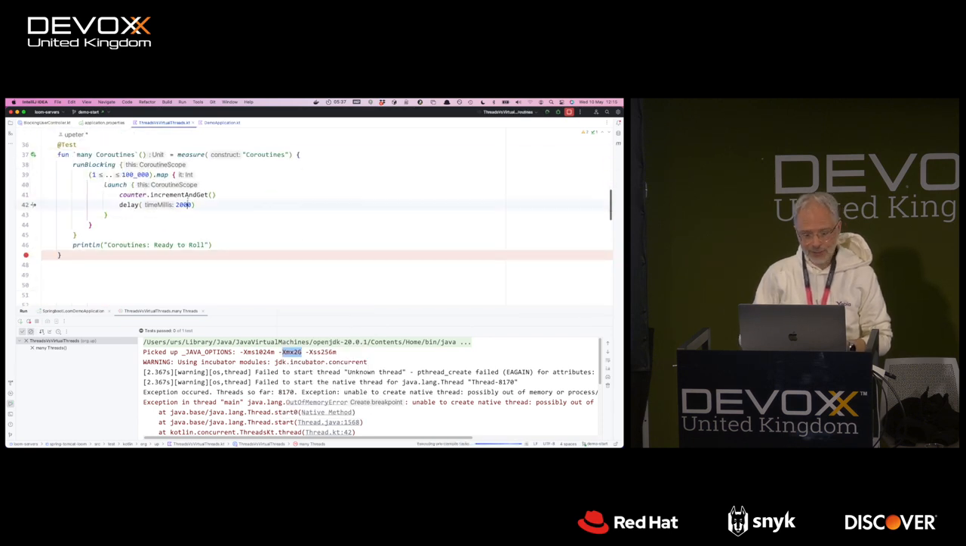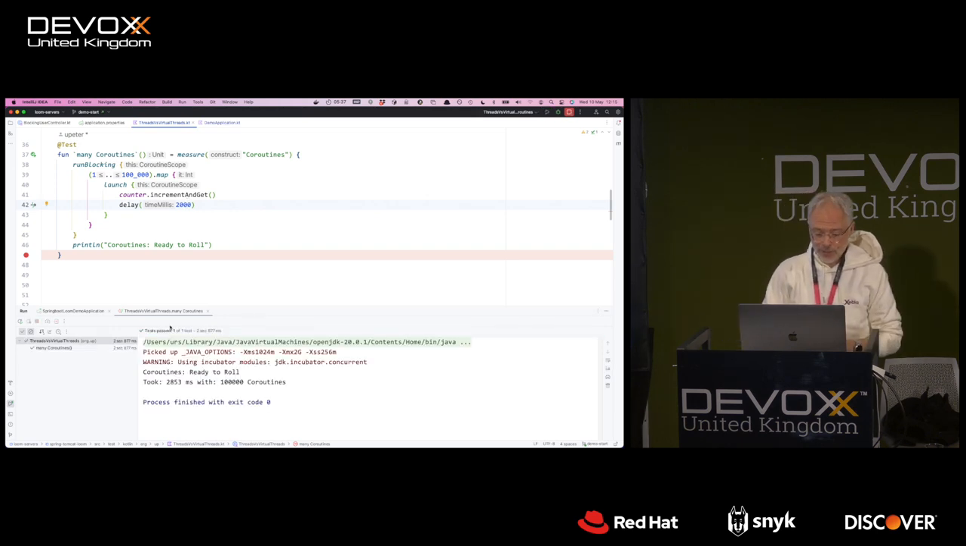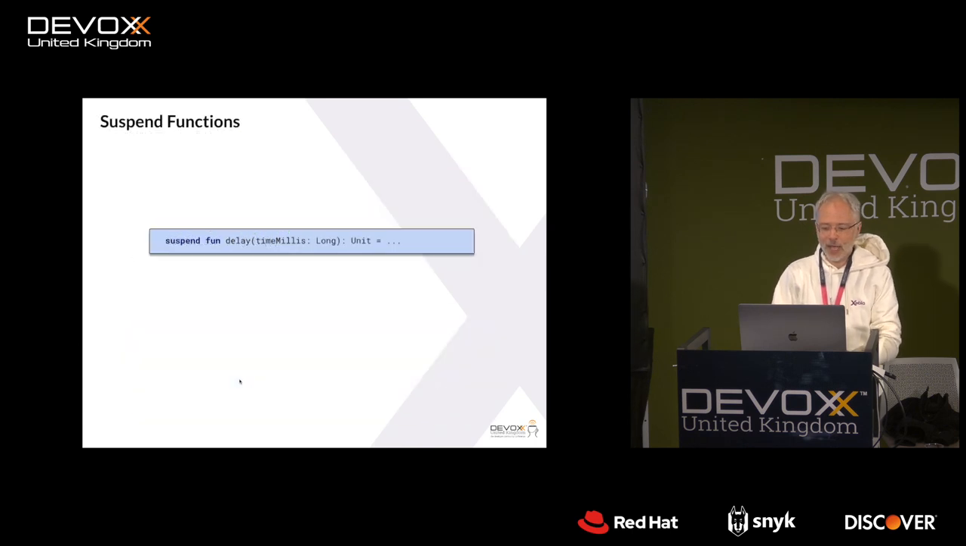And as you might assume, the coroutine example should be a piece of cake, because you can have 2.4 million per gigabyte of memory. And this is what happens. In a short amount of time, we've created 100,000 coroutines. So this is the summary of these two snippets.